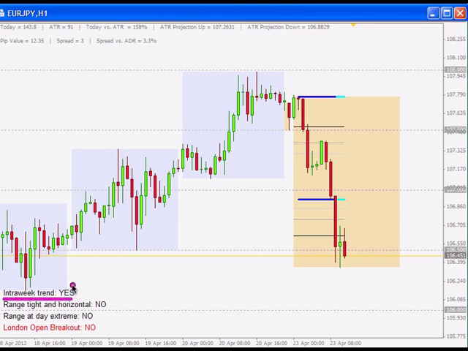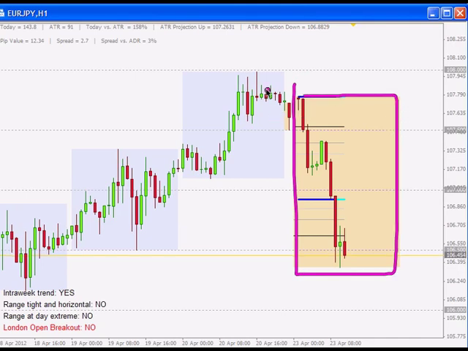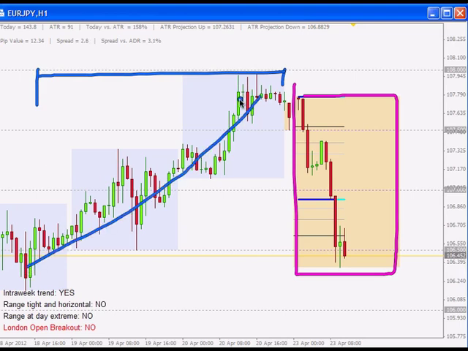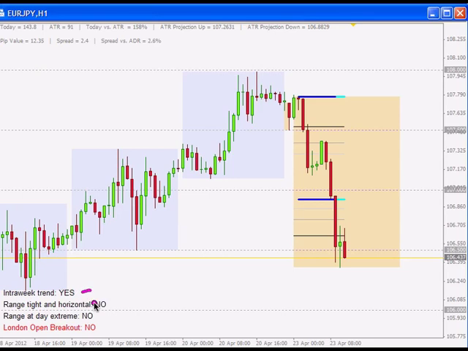Intra-week trend, yes. So, what does that mean? Well, basically the indicator takes a look at the previous 2-3 days worth of price action. By the way, this is today's price action, so the indicator looks at the previous 2 or 3 days, meaning this junction of the chart, to determine whether there is a trend in place or not. As you can see, there is indeed an uptrend for the previous 2 or 3 days, and therefore the indicator is marking a yes. That filter is indeed valid in the market.